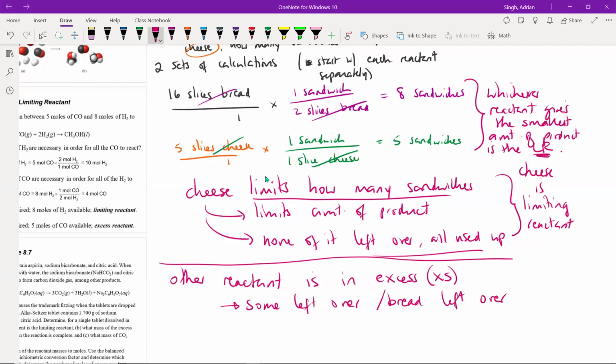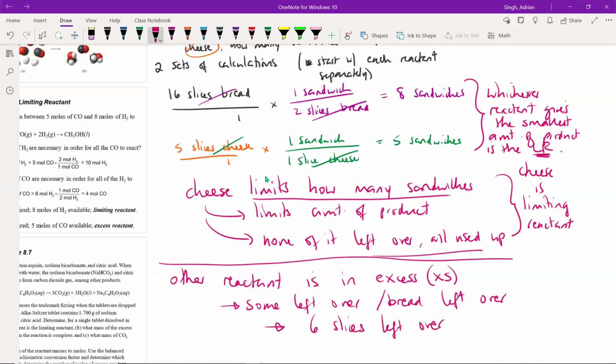So if we made 5 sandwiches and each sandwich required 2 slices of bread, then I used up 10 slices of bread, well, then there would be 6 slices left over at the end. Okay, so we have excess of that particular reactant.